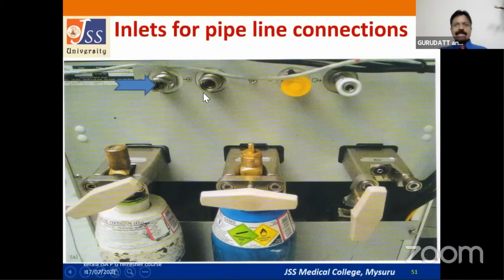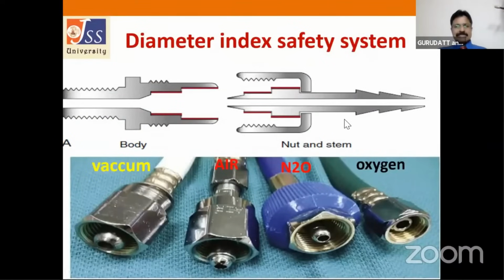So coming to the inlets of the pipeline connections. Usually these inlets of the pipeline connections are on the back of the anesthesia workstation. Another very important thing about these: though the inlets are actually part of the intermediate pressure system, I would like to discuss them here only. These inlets also have a safety system when they are being connected with the pipeline connectors. That system is called the diameter index safety system, or DISS for short. So many times you may be asked about this diameter index safety system.